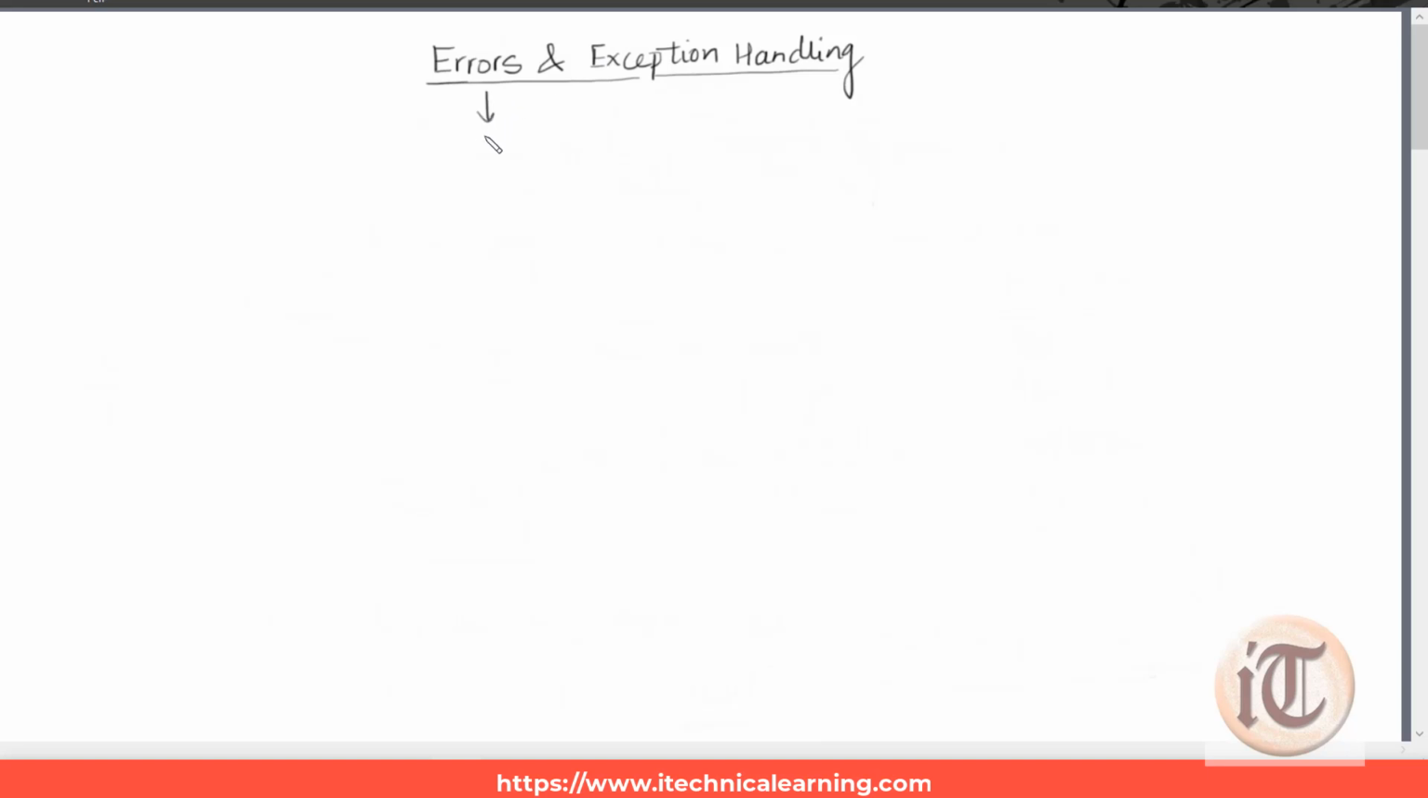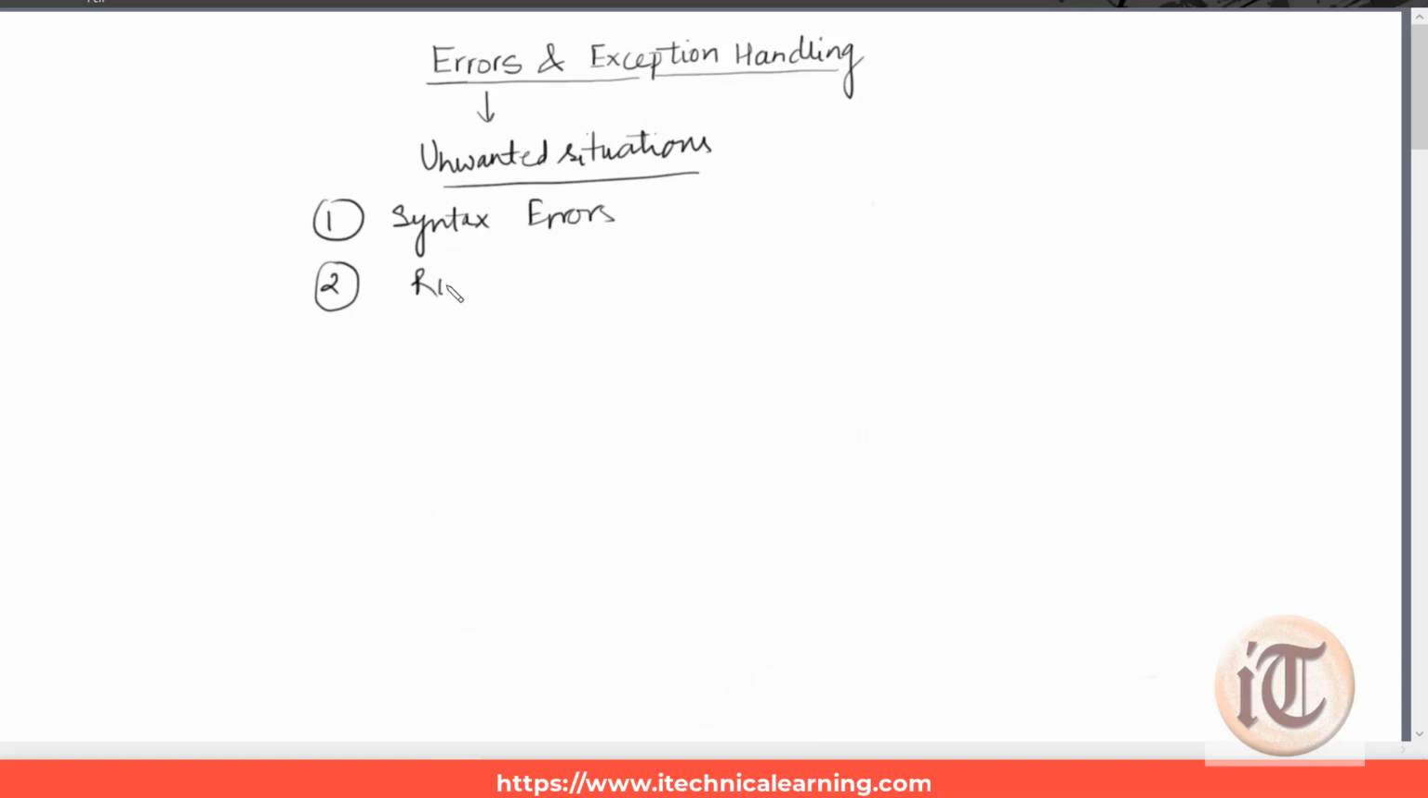While writing a JavaScript program, many types of errors can occur, and these errors are actually unwanted conditions or unwanted situations that may occur in our programs. If we broadly classify these errors in JavaScript, we can classify them into three types. The first one is called syntax error. The second category is called runtime errors, and the third category is called logical errors.